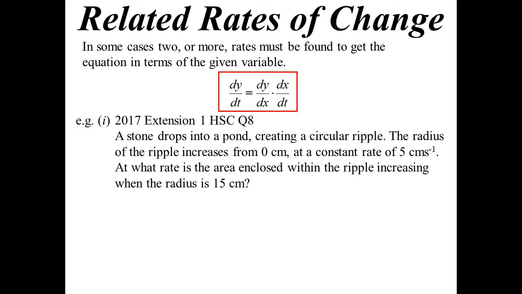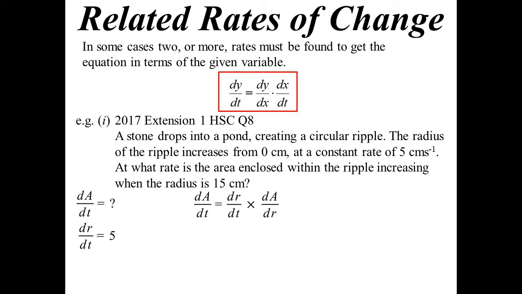So 2017, a stone drops into a pond, creates a ripple. The radius of the ripple starts at 0 and then moves out at a rate of 5 centimetres per second. At what rate is the area enclosed by that ripple increasing when the radius is 15? So we're trying to find dA/dt, the rate of change of that area with respect to time. But they've given me dr/dt, the rate of change of the radius of the ripple. So how can I link these together?